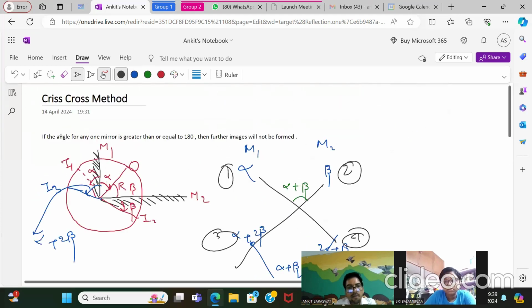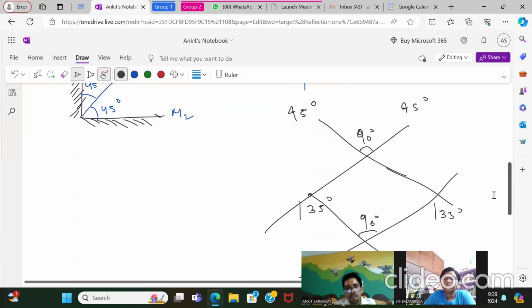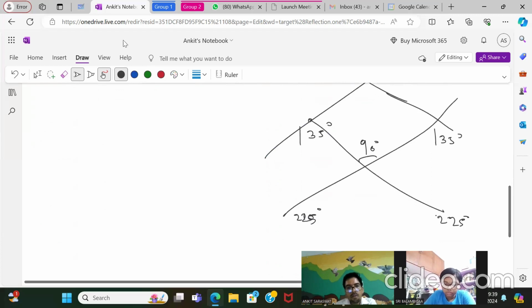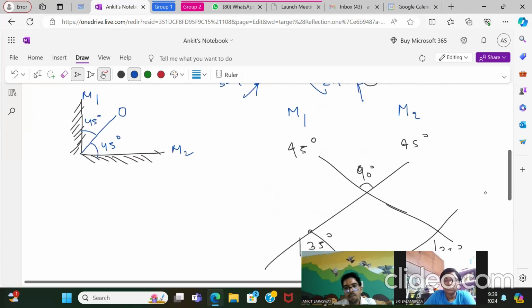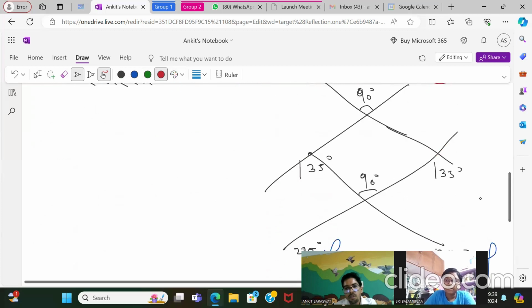One point: if the angle for any one mirror is greater than or equal to 180 degrees, then further images will not be formed on that mirror. Now on these two mirrors, both the angles are more than 180 degrees, so these images we will not take. Then how many images are formed? One, two, three, four. You will say 4. Now we will not take these two.